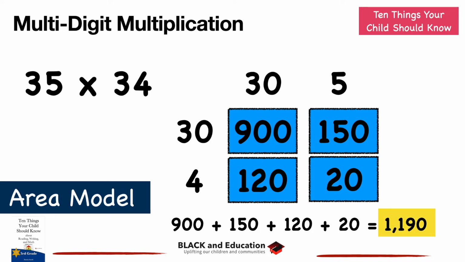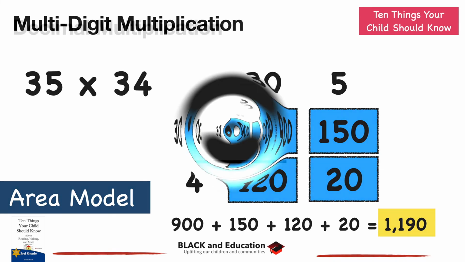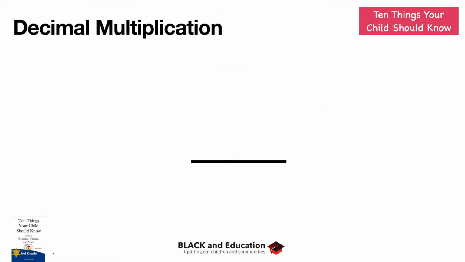So your child may see multiplication represented in this way, and he or she's going to have to understand and figure out how to do this as well. And from an area model perspective, that's going to be important. Then finally, your child will have to look at double digit or decimal multiplication.